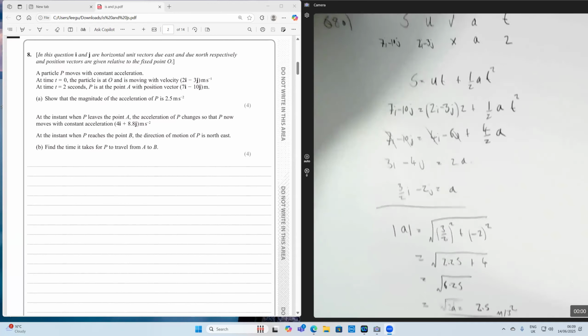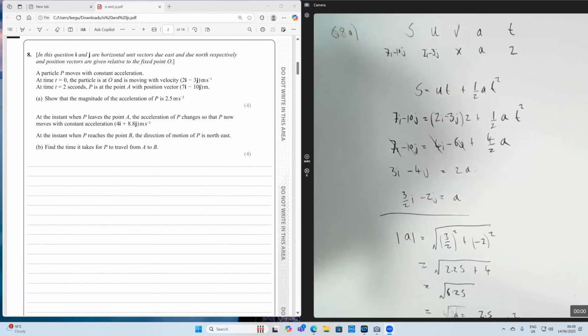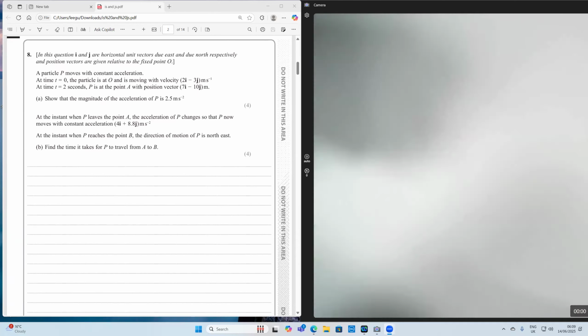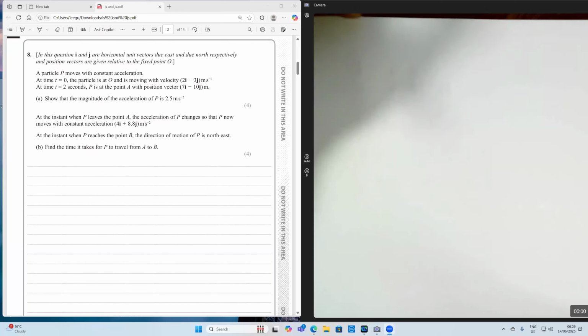Okay, so that was not too bad. Just remember to use SUVAT there because it says constant acceleration. Quite a nice 4 marks there for part A. Let's have a look at part B.